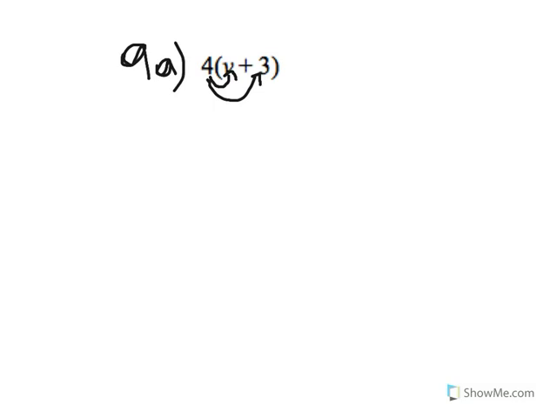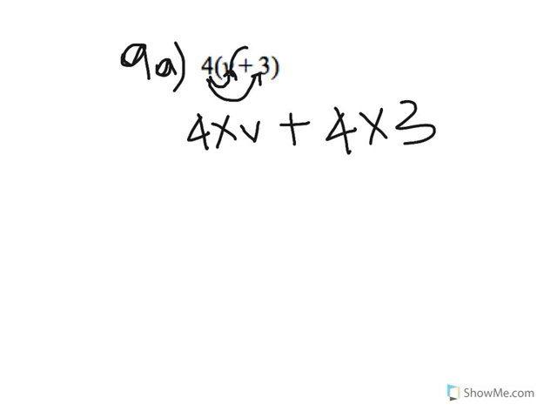Okay, question 9 is all simple questions. In 9a, you're just being asked to expand this expression. From your knowledge of expanding brackets, all you have to do is multiply the term outside by both of the terms inside. So it's 4 multiplied by v, plus, since there's a plus over here, 4 multiplied by 3. So 4 times v is 4v, plus 4 times 3, which is 12.